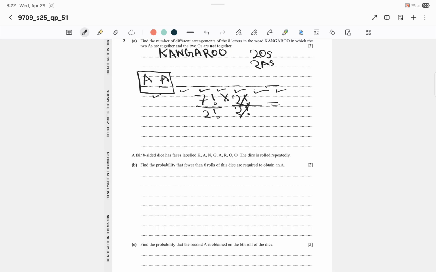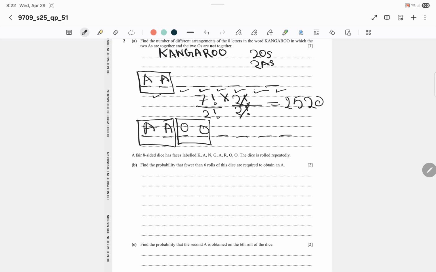7 factorial by 2 factorial, which we get is 2520. Now we find the possibility when the 2's are not together, so subtract from this. So 1, 2, 3, 4, 5, 6, 7, 8. To find this, basically what I like to do is two A's are together and two O's are also together. Okay. So what do we get?